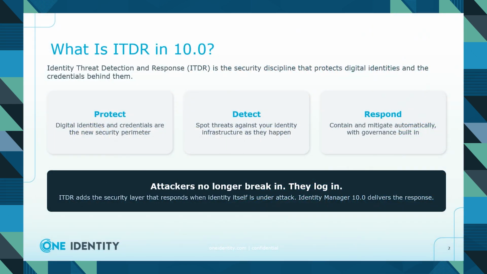First, what do we mean by ITDR? So, Intelligent Threat Detection and Response is a security discipline focused on protecting digital identities and the credentials behind them. Here's a simple way to think about it. For years, we've invested heavily in detecting threats on networks and endpoints. But today, attackers rarely break in, they log in. Stolen passwords, phished credentials, and abused service accounts, the identity itself has become the attack surface. ITDR helps close that gap.